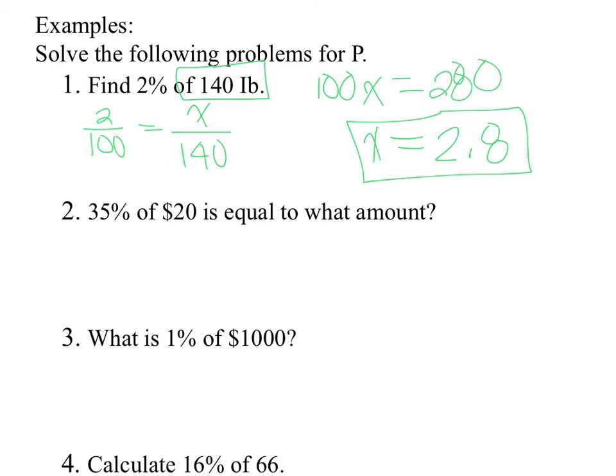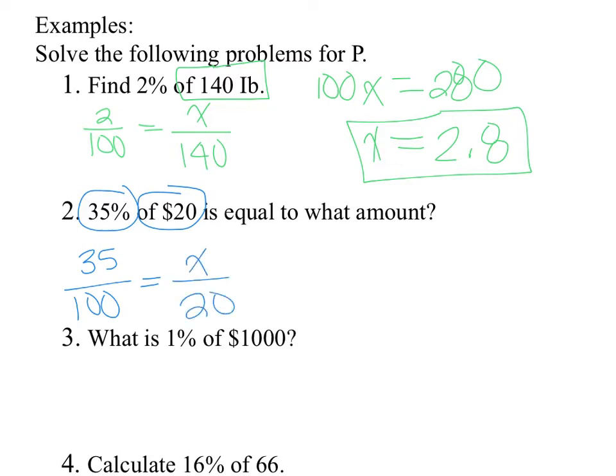Okay, taking a look at number 2. 35% of $20 is equal to what amount? So again, percent over 100 equals part over whole. Our whole is this after the of, so of 20, and there's our percent. So 35 over 100 equals x over 20.